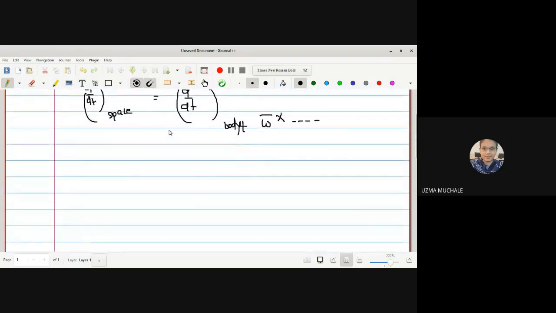Okay, now in this lecture, we are going to prove that d by dt of a quantity considered on the space set of x's is equal to the derivative of the same quantity on the body set of x's plus w cross the same quantity. What is w? It is the angular momentum. Sorry, angular velocity.